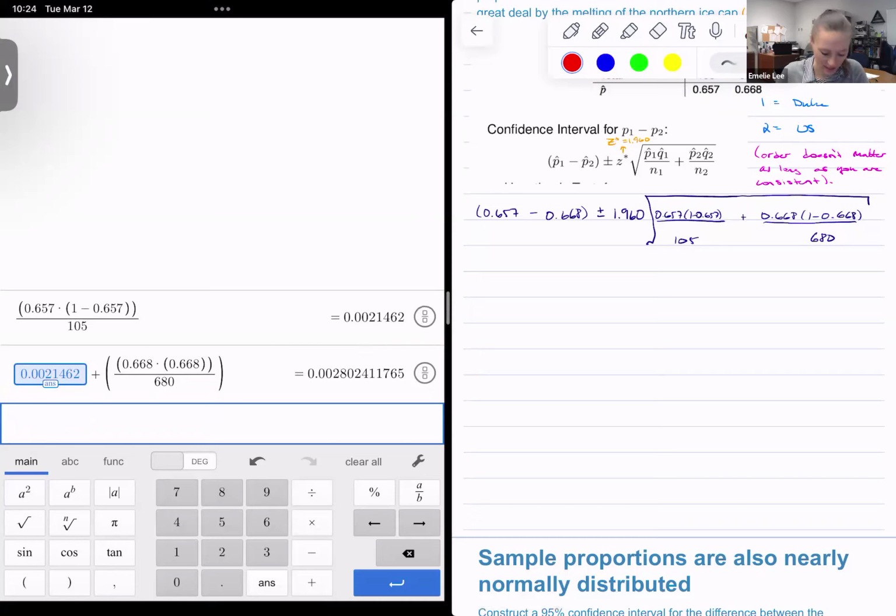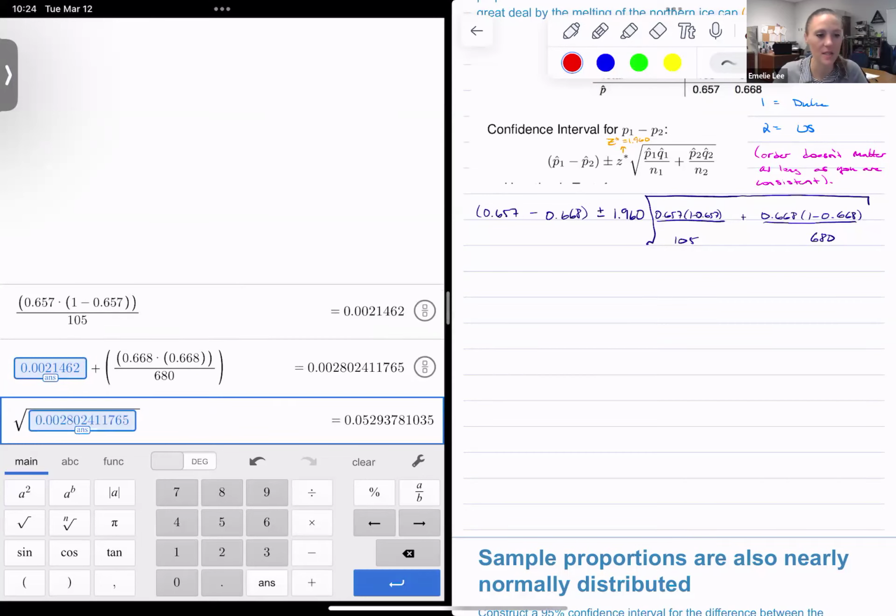And then what I can do is take the square root of that previous answer. So I'm using that answer button a lot. This is the Desmos scientific calculator, and I really like it for the line by line entries. You can also name things, so that you can say this is A, this is B, add A and B together. But I just want to show you the steps here. Okay, so now I have that standard error. Let's just jot that down. Now it's really tiny here. So 1.960 times the standard error of 0.052937811035.